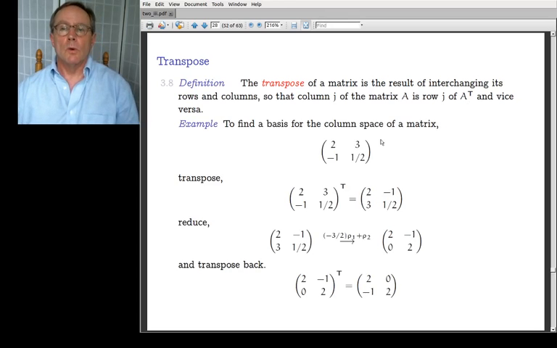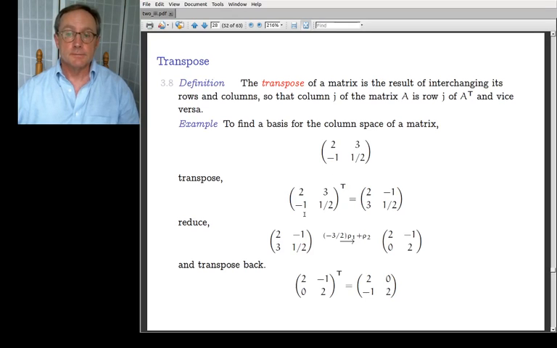So column space is a vector space, so you can easily imagine being called upon to find a basis for it. We know how to find the basis of a row space, because that's what Gauss's method does. How do you find the basis of a column space? Why, you turn the columns into rows. That's called transposing. See, the 2, minus 1 became the row 2, minus 1. The 3, 1/2 became the row 3, 1/2. Do Gauss's method, off you go.